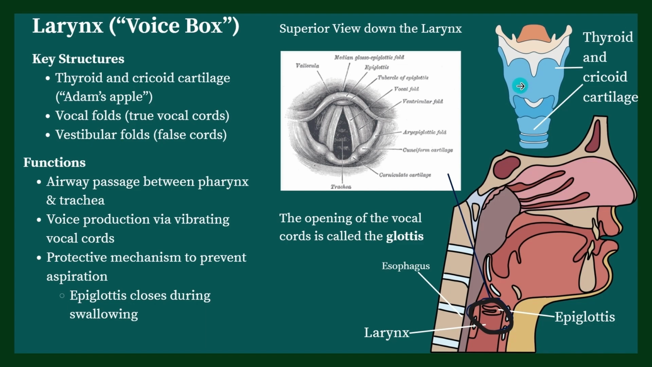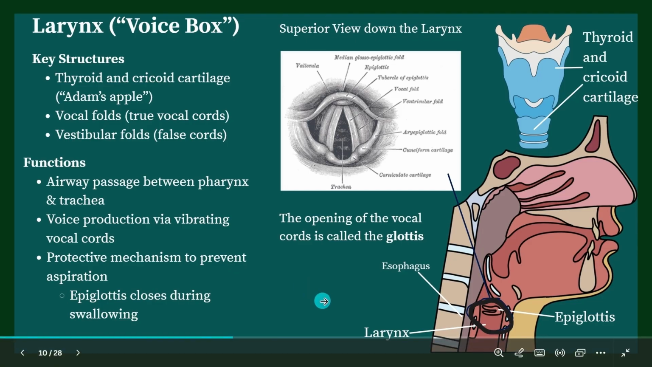The thyroid cartilage, both male and female bodies have them, but they stick out a little bit more on male bodies than they do on female bodies. And the cricoid cartilage it's just the very, very top of the trachea. So the functions of the larynx would be an airway passage between the pharynx and the trachea. It produces sound because of the vibrating vocal cords, and it has a protective mechanism to prevent aspiration. Aspiration means inhaling your food or inhaling your liquid, inhaling your slobber, stuff like that.